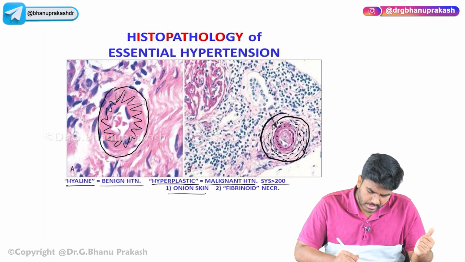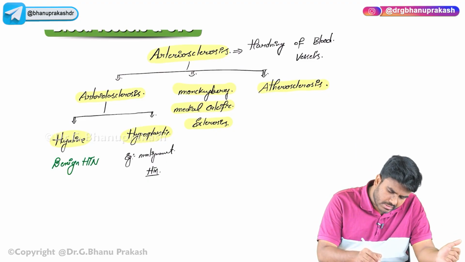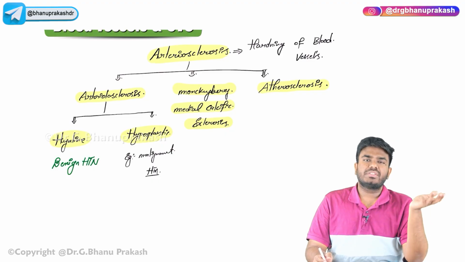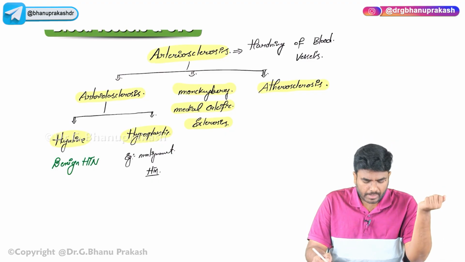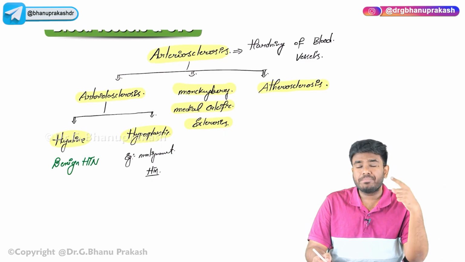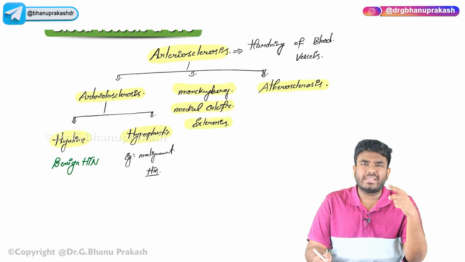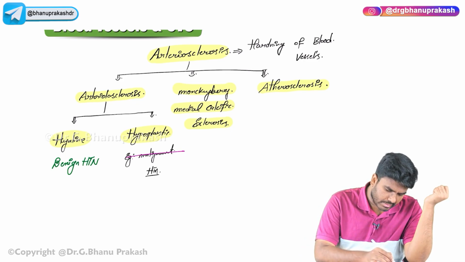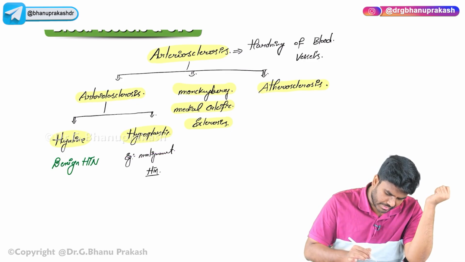So arteriolosclerosis is divided into two types. What are they? Hyaline arteriolosclerosis, which is seen in benign hypertension, and hyperplastic arteriolosclerosis, where you are going to see the onion skinning appearance. That is seen in malignant hypertension.